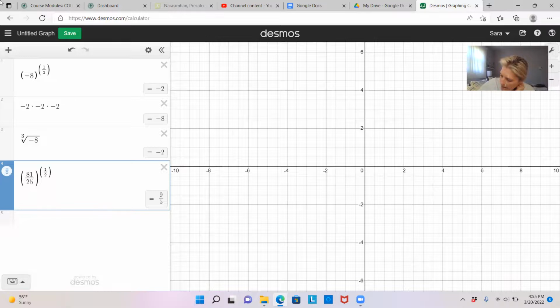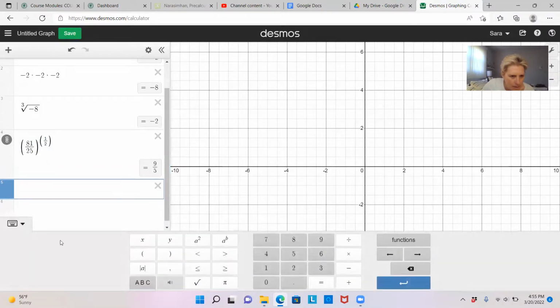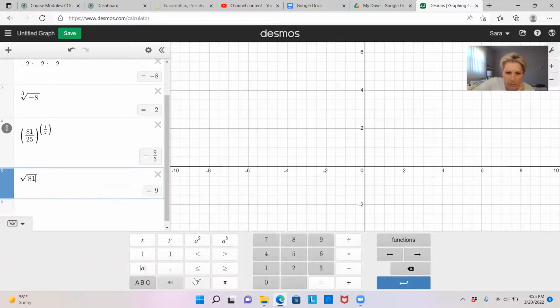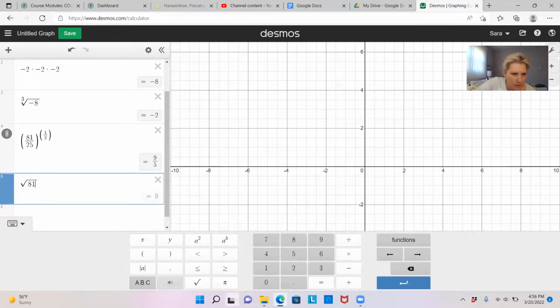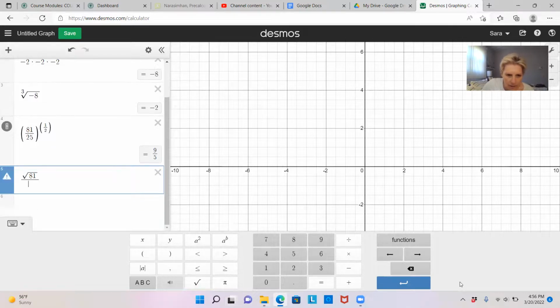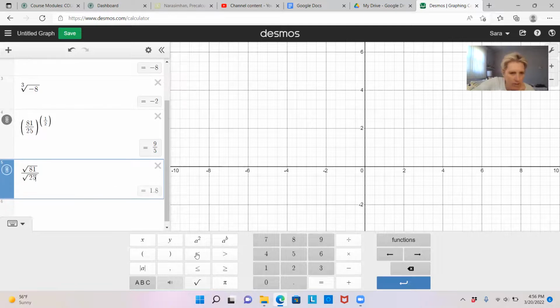And that's because that's the same as taking the square root. So we could do the square root of 81 over the square root of 25. And that's why it comes out to be the same number. You can actually do the square root of 81 divided by, individually, the square root of 25. And that's what comes out to be the same number.